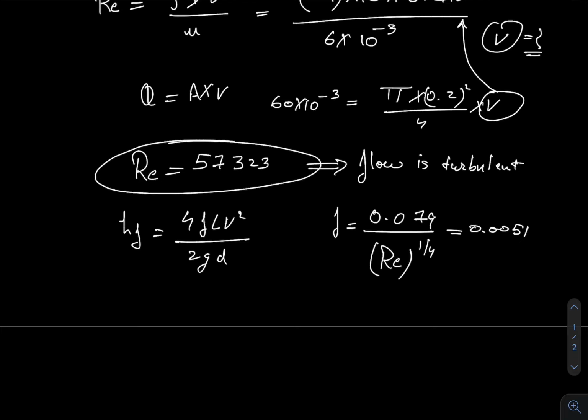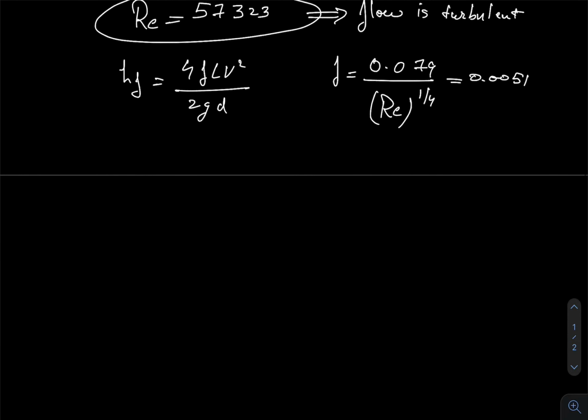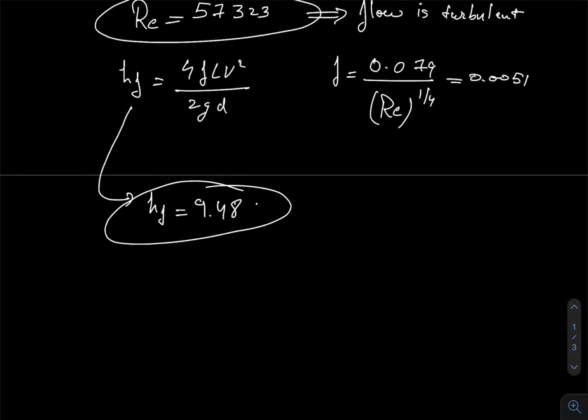0.0051. So now I will put all the values in Darcy's equation. When you put all the values in Darcy's equation, you will find that your head loss due to friction comes out to be 9.48. So that's the solution 1: the head loss due to friction.